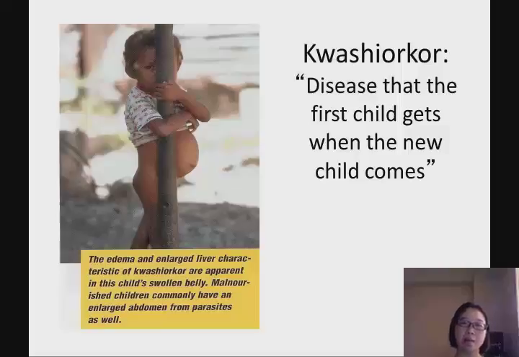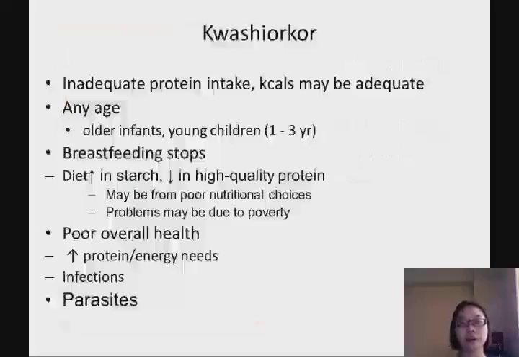However, when the second new child comes, who is going to get the breast milk? Usually the second child has the priority to get the breast milk, so the first child starts to have baby food. However, that baby food contains a high amount of starches and low quality protein, because in those third world countries, the food is mainly starches. So they have little high quality protein. Don't worry about what high quality protein is. I will explain it in part 2.